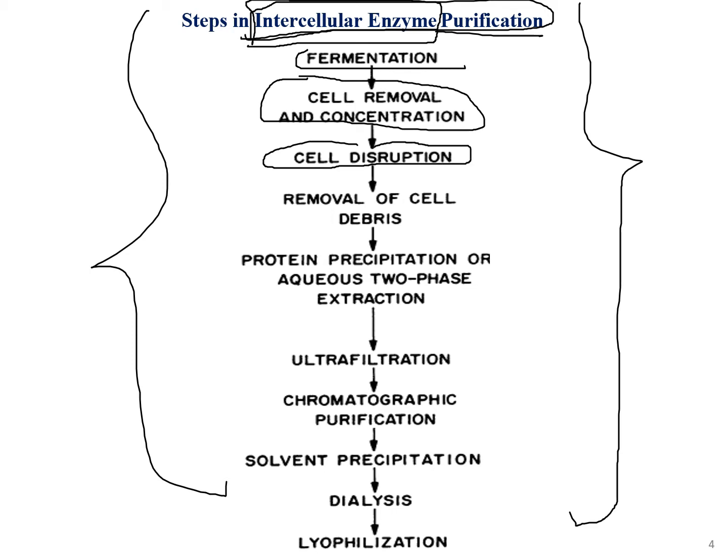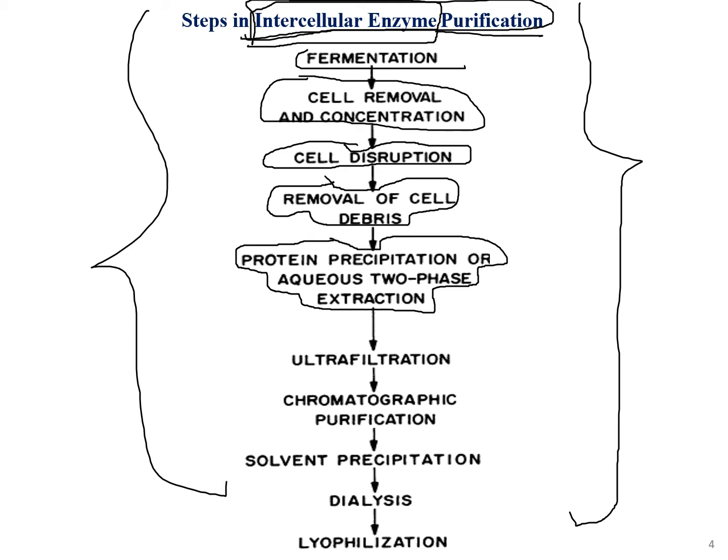After disrupting the cells, it follows a step of removal of cell debris, that is, removal of some of the unwanted particles. After that, we have protein precipitation or aqueous two-phase extraction. We remove the unwanted stuff by protein precipitation, and next we go on to ultrafiltration for filtering or purifying more. Next is chromatographic purification. We undergo the chromatography step for purifying, and next we have the solvent precipitation.